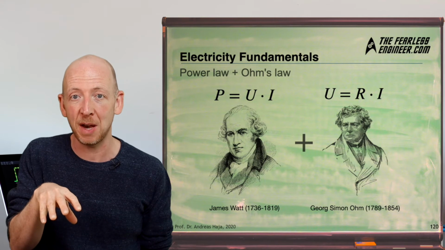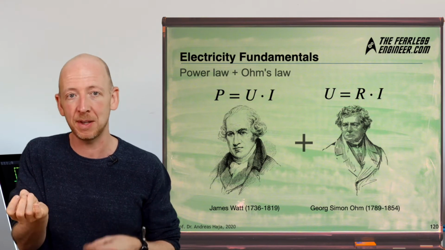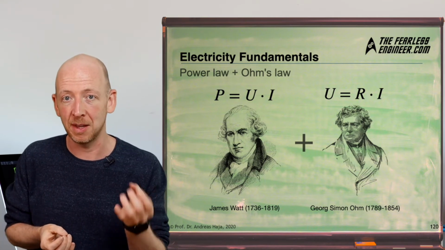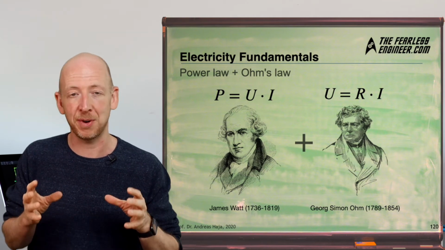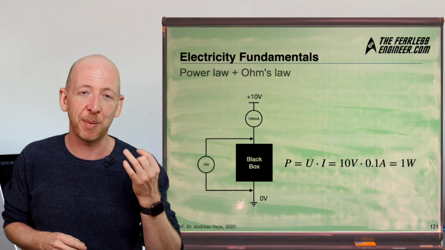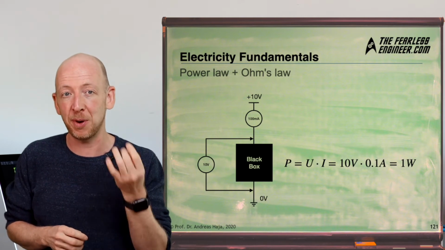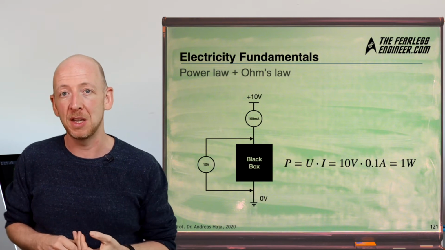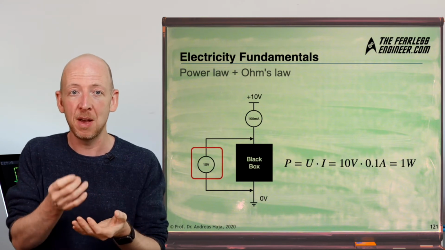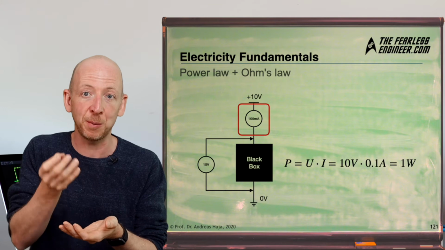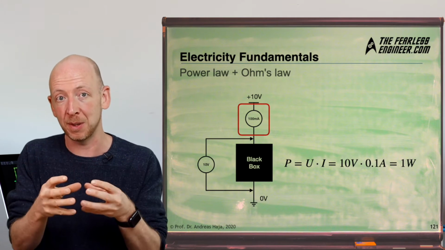And to understand this, we have to combine the power law on one side with Ohm's law on the other side. And I'll show you how to do this and also which error you have to watch out for in practice. But let's first look at the law of power in its simplest form, that is the product of current and voltage. And if we measure the voltage that drops across a component and at the same time the current that flows through it, then we know the power consumption of this component.